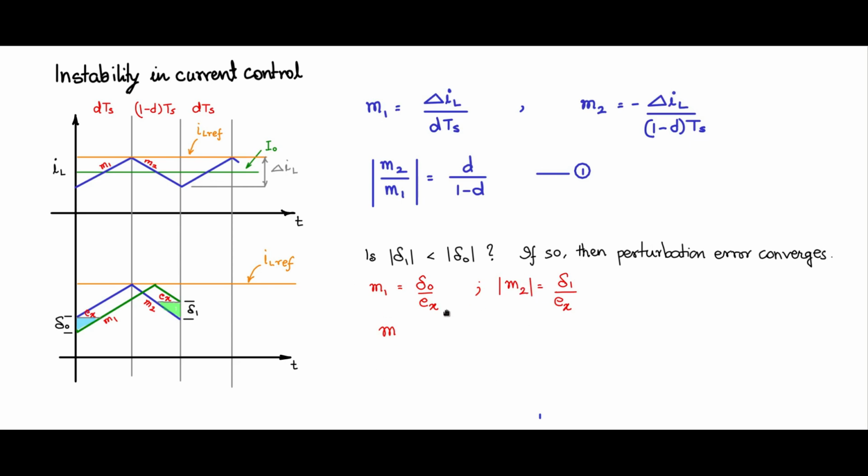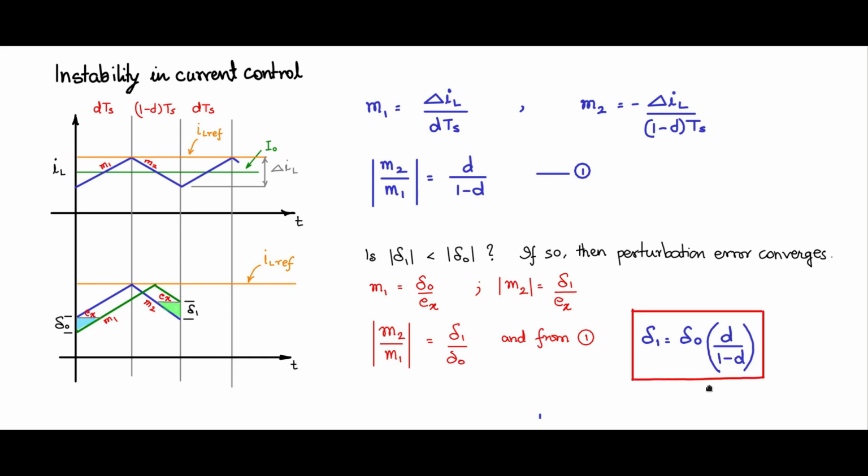And now with these two, you can formulate m2 by m1, which is del 1 by del 0. And from here, we can substitute m2 by m1 with d by 1 minus d. So you can say del 1 is del 0 into d by 1 minus d. Now this is the important relationship that we have here.